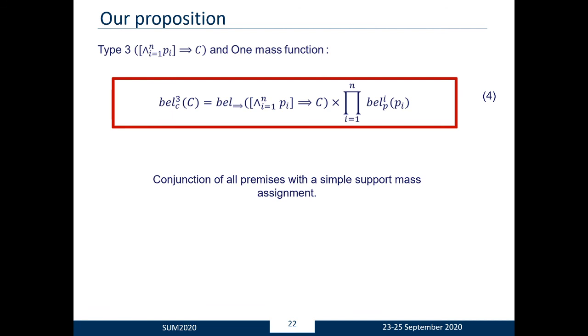And with the fourth formula, we use type 3 and one mass function. This expression represents a multi-evaluated conjunction, because if the confidence is equal to 0 in one belief function of a premise, then the confidence in the whole conclusion becomes equal to 0.